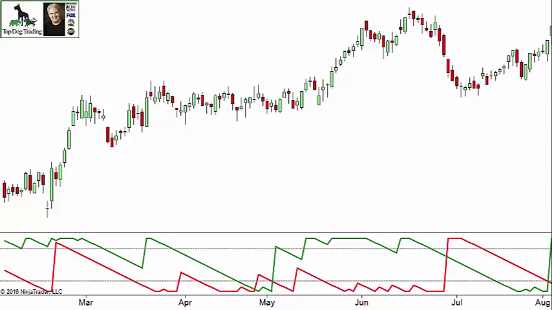So what we've got here is, first of all, a very simple scan. Let me just start with that. So the scan is we're looking for Aroon up and down to be below 20. Now, I use the level 20. You can go up to 30 if you want to, but I like to be extra conservative.